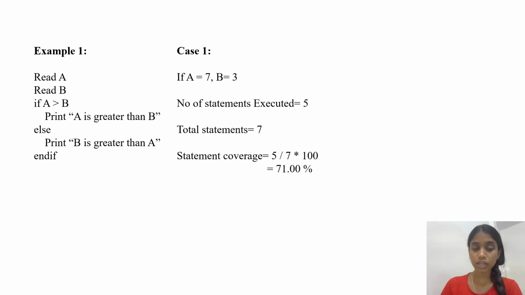If A is greater than B, that is, 7 is greater than 3, then print A is greater than B will get executed, the else part will not get executed, and end if will execute. So totally we have read A, read B, if A is greater than B, print A is greater than B, end if. So 5 statements are executed.